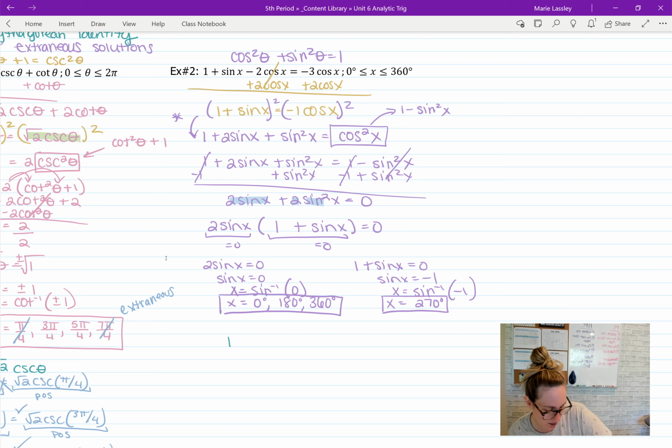So I'm just plugging in. If I plug in 0 degrees, I have 1 plus 0, which is 1, equals -1. That's not true, so 0 doesn't work. Now 180: that's 1 plus 0 equals -1, so that's going to work. 180 works. Check. Now 360: if 0 doesn't work, 360 is not going to work. We can double check it: 1 plus 0 equals -1, which is not true. So 360 doesn't work.